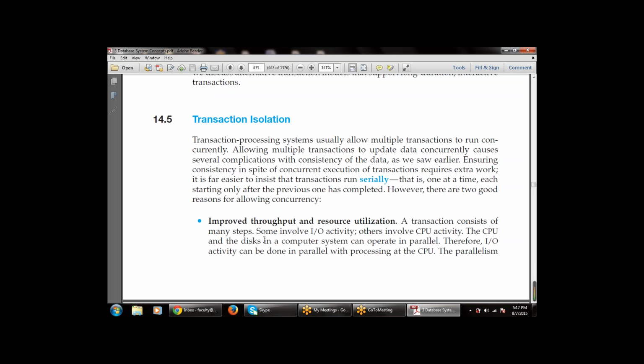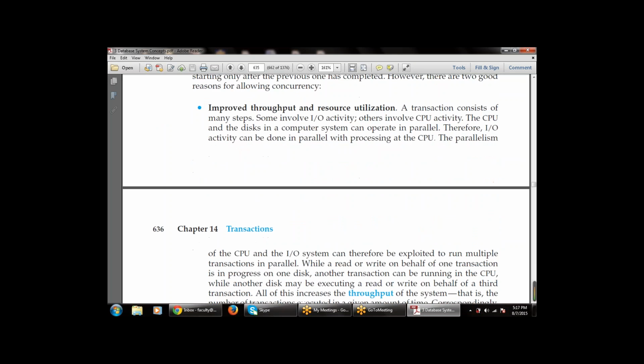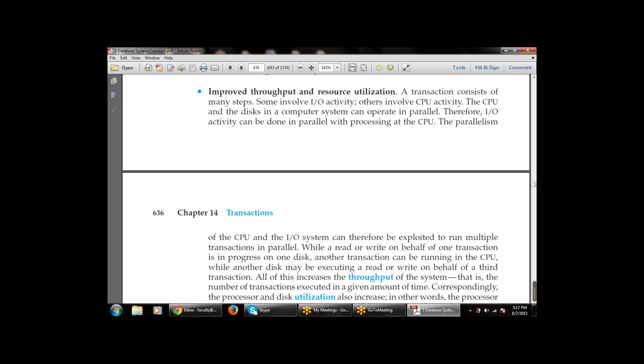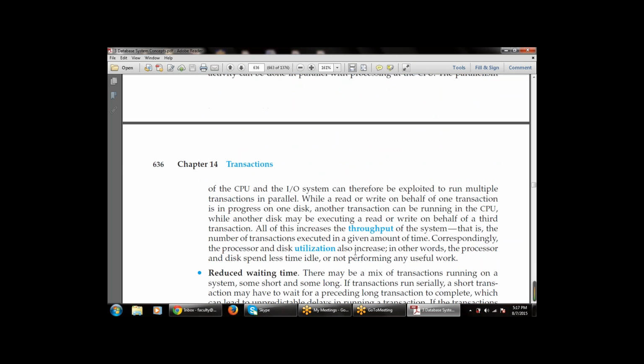A transaction consists of many steps. Some involve input-output activity, the others involve CPU activity. The CPU and the disk in a computer system can operate in parallel. Therefore, the input-output activity can be done in parallel with the processing at the CPU. The parallelism of the CPU and the input-output system can therefore be exploited to run multiple transactions in parallel. Whatever read or write operations are executed, this increases the throughput of the system, that is, the number of transactions executed in a given amount of time.